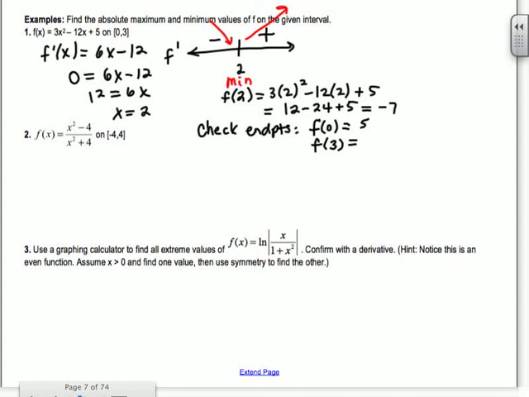Okay, so you end up with negative 4. So what is the absolute minimum then? Negative 7. So it's negative 7 at x equals 2. But if one of those endpoints had been lower, then that would be your absolute min. Now, it doesn't make sense that this one wouldn't be lower because you have a parabola, right? So it's not going to come back down and be lower than that. So that's going to be your absolute min. All right, so you do the same thing for number 2.